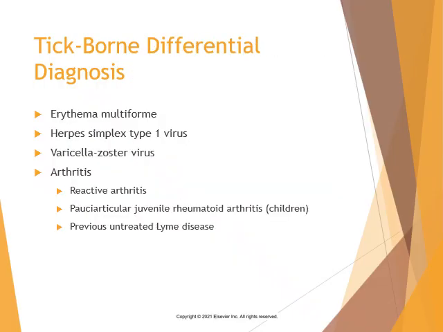Some of the differentials: things like erythema multiforme, herpes simplex type 1, varicella, with the arthritis, reactive arthritis, polyarticular juvenile rheumatoid arthritis in kids, previously untreated Lyme disease. Oftentimes, if somebody's had Lyme disease and didn't know it, they can have quite severe arthritic syndromes that occur, again, months to years later.